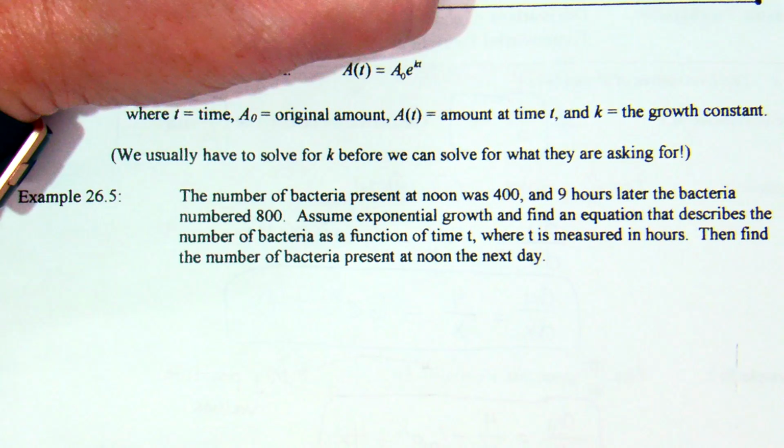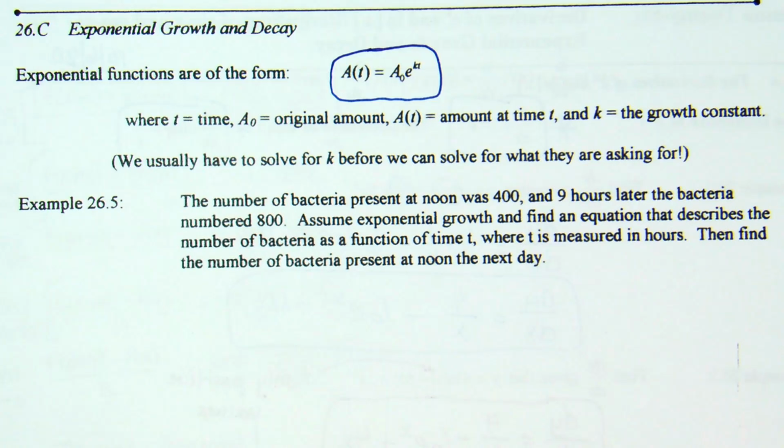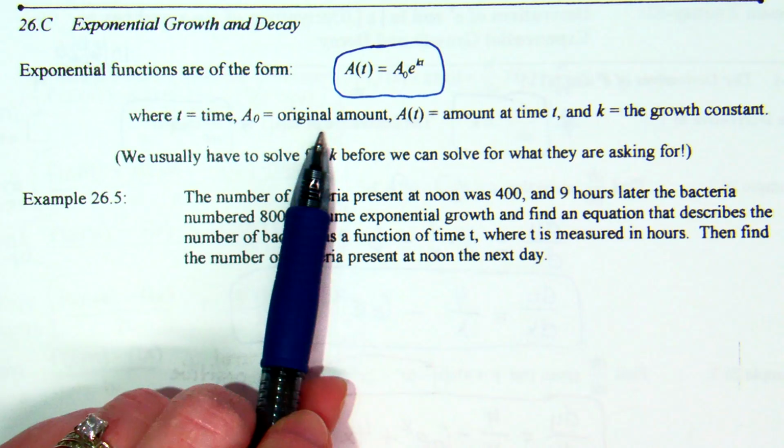Okay. So, the general form of an exponential function is given here. A of t, so that's just the amount at a time t, equals a naught, or a sub o, I don't know how you guys have heard it, times e to the kt, where t, as always, is time. A naught is the original amount.